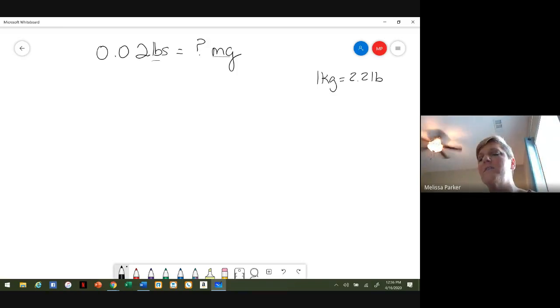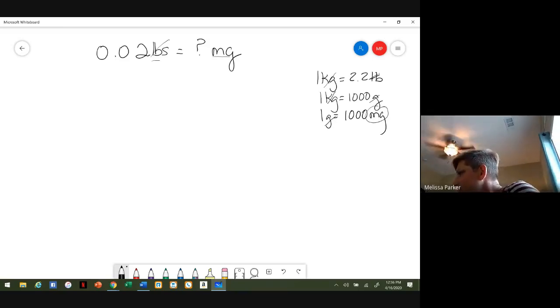So can I say that 1 kilogram is 1,000 grams and that 1 gram is 1,000 milligrams, right? Because these will cancel, right? And these will cancel. And then this is going to cancel with this up here, right? And then I'll be left over with milligrams.